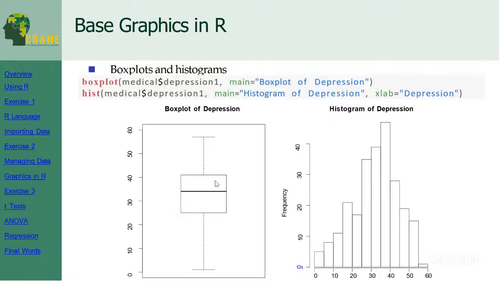What do you see? What is the average depression? Around 35. 35. Good. And what do you see when you are seeing this box plot? The middle line is towards the right side, not in the middle. What does it mean?